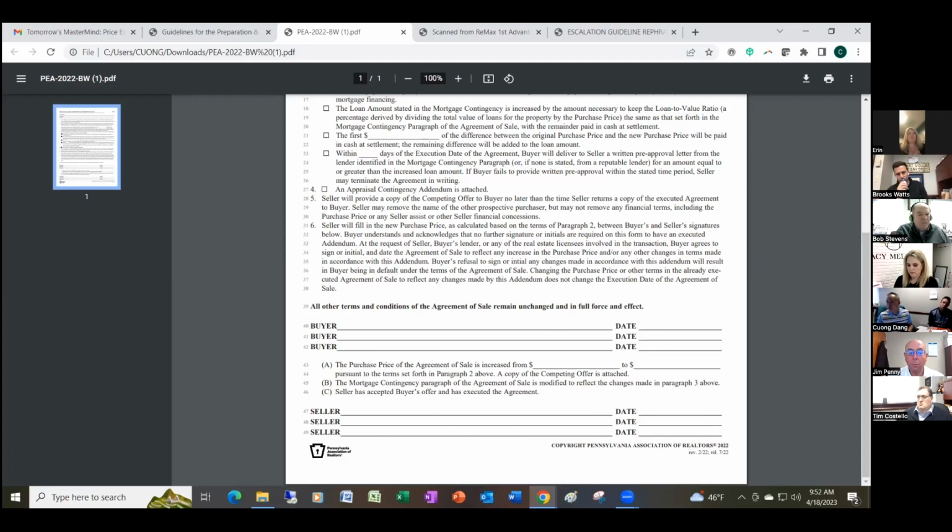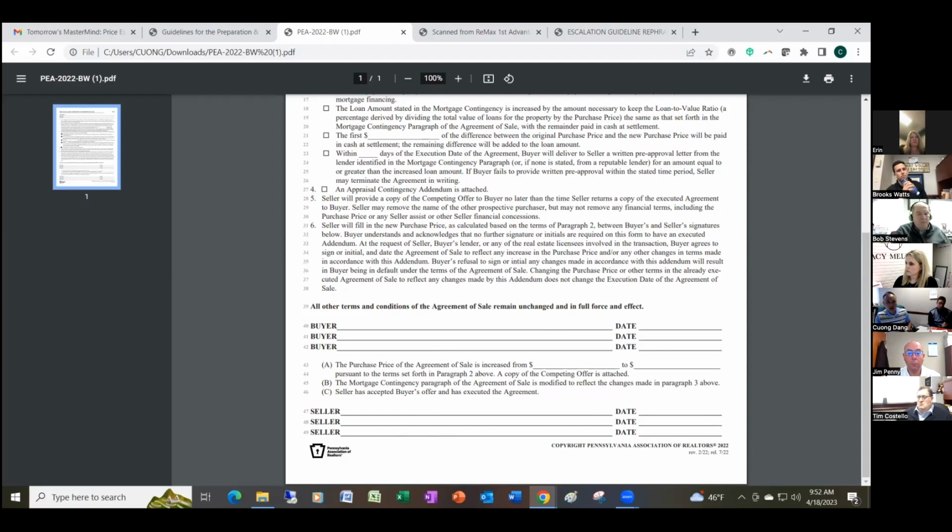It's very important to remember that, and especially when you're working with any agent, when you make a change to this, just remind them, hey, read line 1, what is it, 36. We're going to make this change, but that doesn't mean your buyer gets an extra 2 days to do inspections. Okay. All other terms and conditions of the agreement of sale remain unchanged and in full force and effect. Buyer signs it, sends it to the seller and list agent.